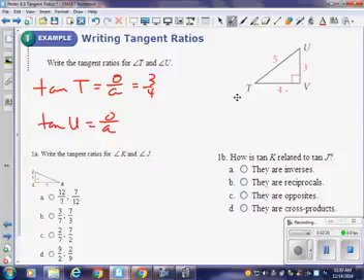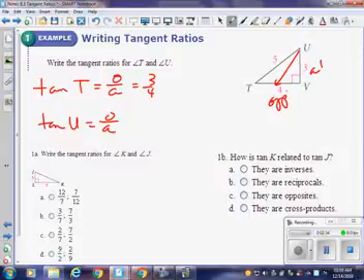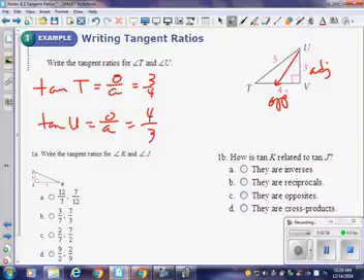I was going to erase this and reorient it. Now across from U, the opposite will be 4 and the adjacent will be 3. What you will notice is these two are reciprocals of each other.